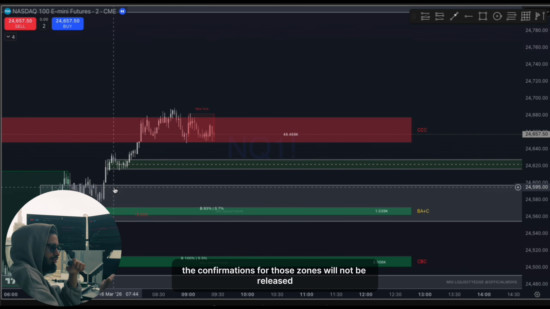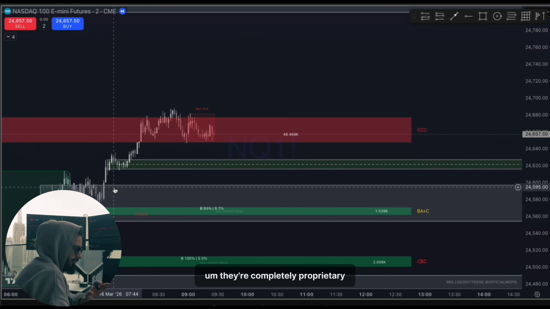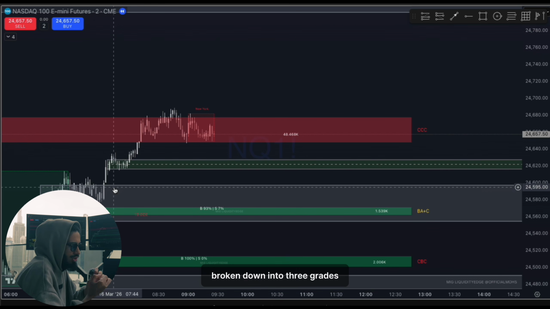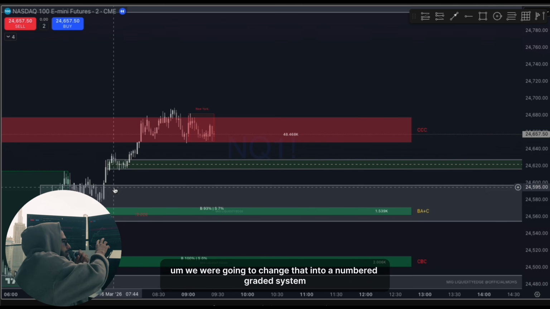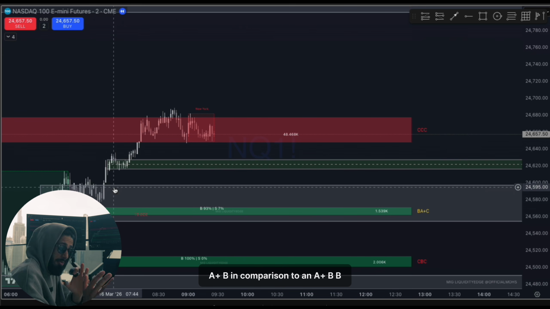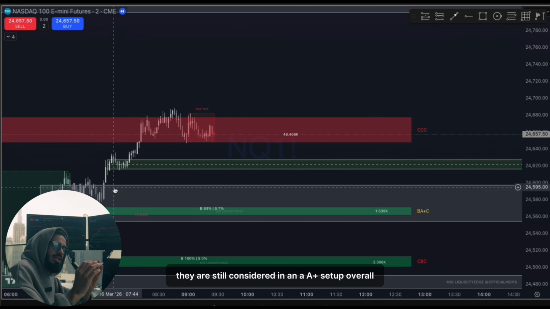The confirmations for those zones will not be released. They're completely proprietary, but the way we've broken them down is there's 12 forms of confirmation broken down into 3 grades, three categories of 4, sorry. We were going to change that into a numbered graded system. However, when you have these small nuances whereby you might get an A plus B in comparison to an A plus BB, they are still considered an A plus setup overall.